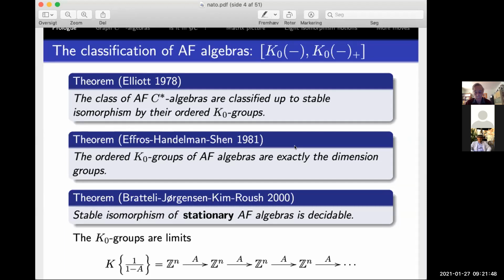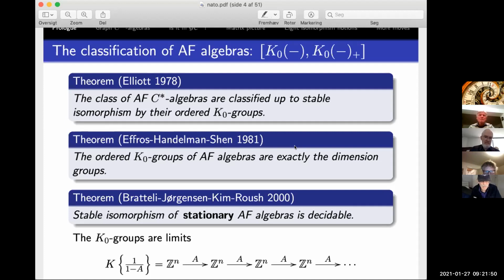And this, of course, is striking. Of course, it doesn't really make sense to ask if two general AF algebras are isomorphic because they will be given by some infinite amount of information. But suppose that the information is finite and repeated like this, then actually there is an algorithm. I should say that this is not a practical algorithm. There's no app or anything that you can sort of check this out, but at least it's known that there is a procedure to answer these questions. Well, so this is this slide.